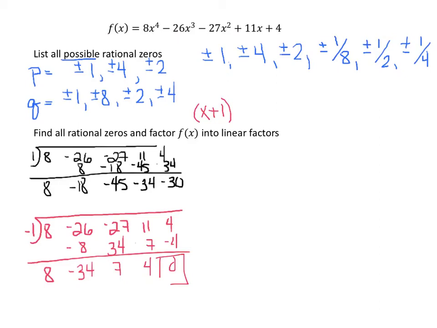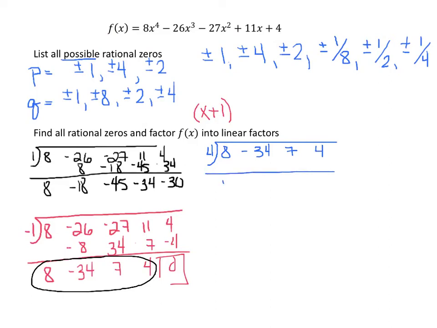So now I'm going to divide this one by some other ones until I start figuring out where we are. So we'll take the next one on our list, 4. That's nice to see. So 4 is also a factor. And now I have a quadratic.